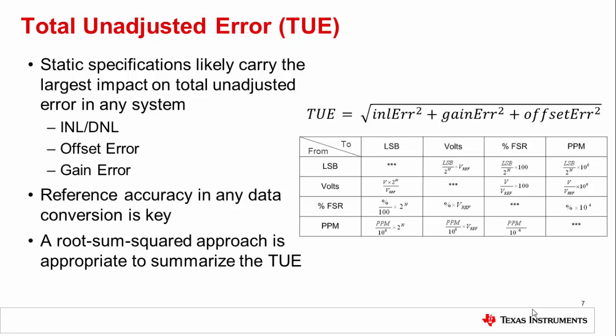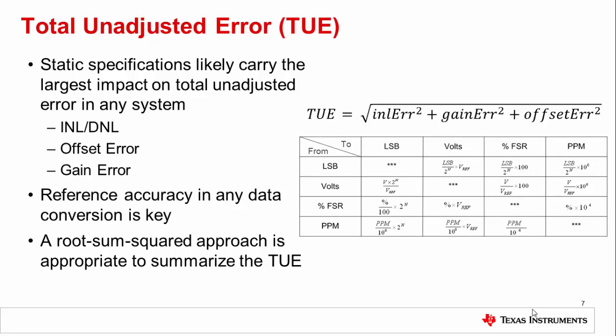This equation requires two things to be applicable: that all of the errors being added are uncorrelated and that they all use the same units. Any common unit will work, but offset error is usually defined in volts, gain error in % full scale range, and INL in LSBs. A table showing the conversion between common units is shown here.